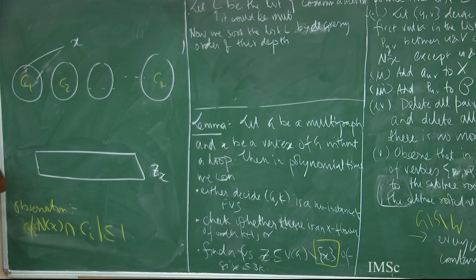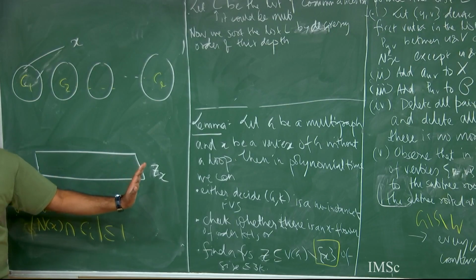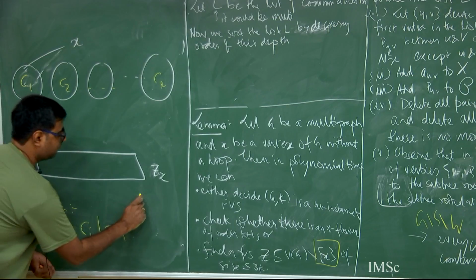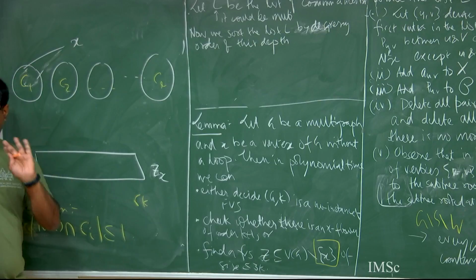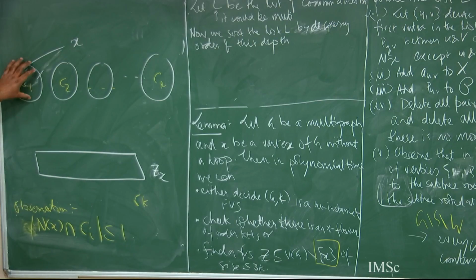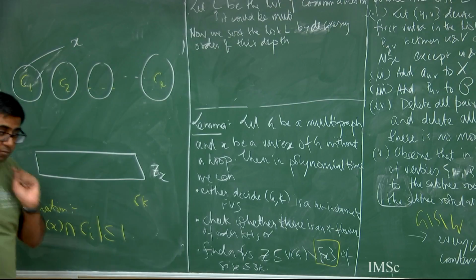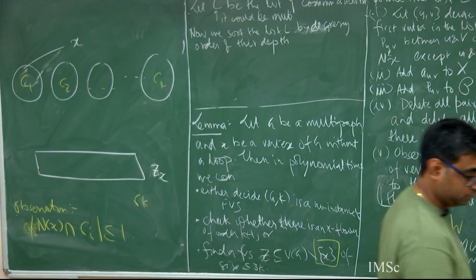What makes it too many neighbors is that there are too many components to which this vertex has a neighbor, because the Z part is already controlled, like 6k here. So this is not to worry about. The only thing to worry about is that there are too many components, and to take care of those too many components, we apply a beautiful trick.